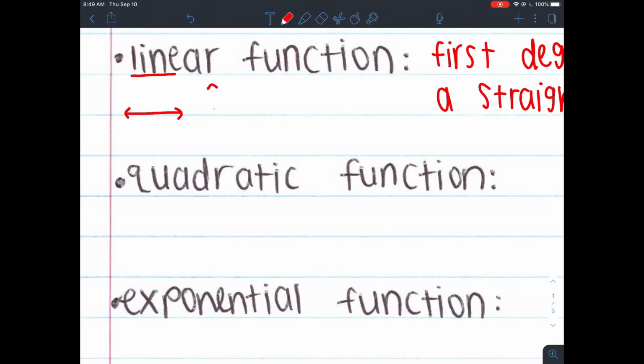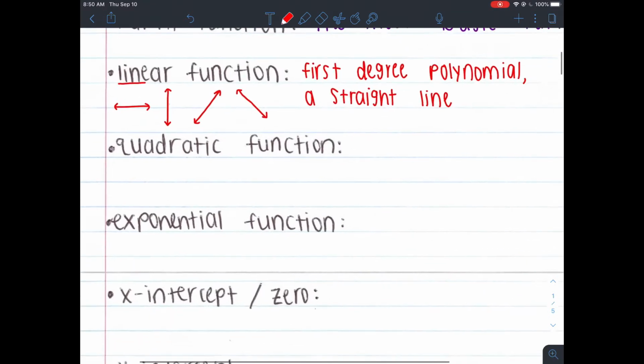Okay, you could also have straight lines that are vertical, straight up and down. You could also have lines that start low and go up high, so a positive line. And you also could have negative lines that go down like this. So there's different types of linear functions that you could see, but in all cases, they're always a straight line.